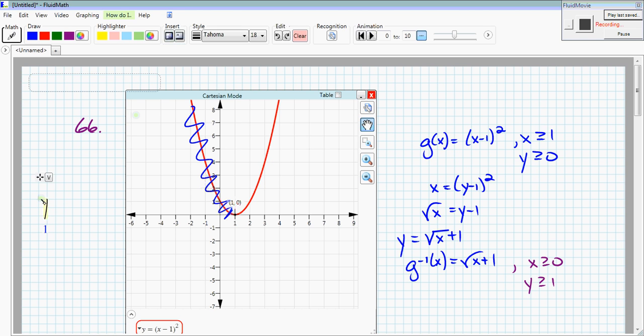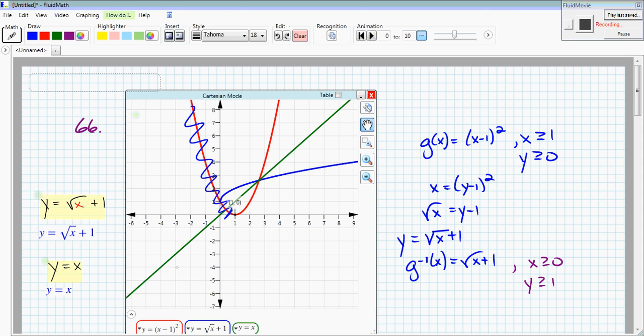Let's graph that just to be sure. Y equals the square root of x plus 1. And let's graph the line y equals x to make sure it's a reflection over that line. And in fact it is. Now again, remember, you're only reflecting the part of this function where x is greater than or equal to 1, because we were restricting the domain so that this function was one-to-one. And that's one possible correct answer for question 66.